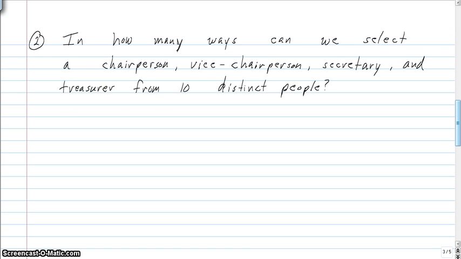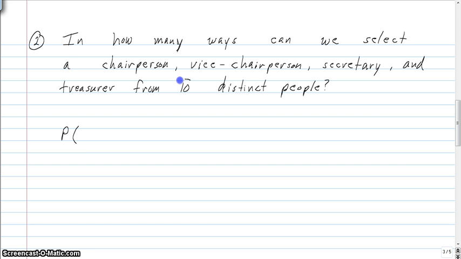Okay, here's another example, going back to counting how many people can be on a committee. This is going to be an example of a permutation because it says, in how many ways can we select a chairperson, vice chairperson, secretary, and treasurer from 10 distinct people? Order makes a difference here. If we have a committee where the chairperson and vice chairperson are switched, that's going to be a different committee. So order matters, and we know we're using a permutation.